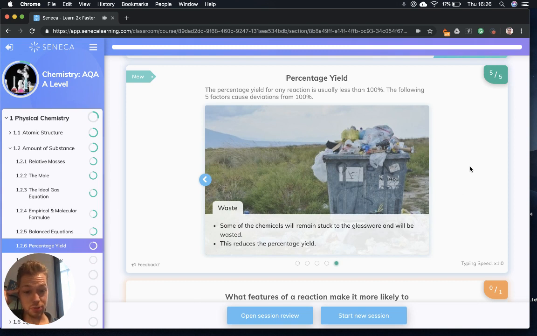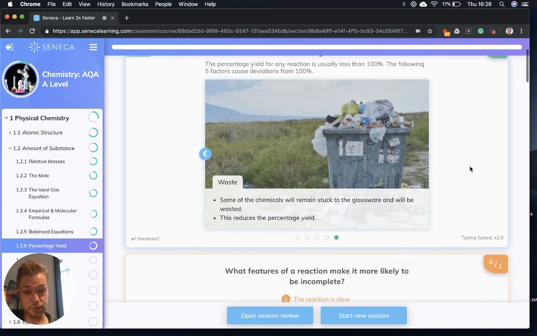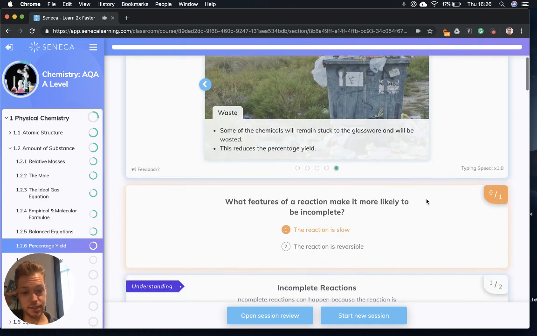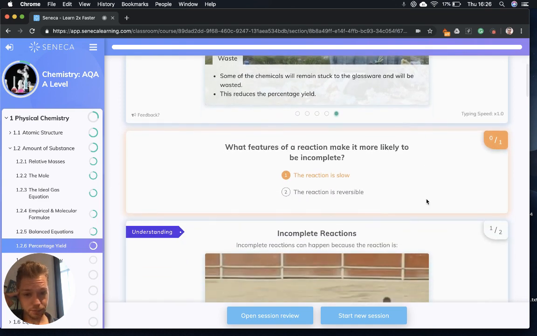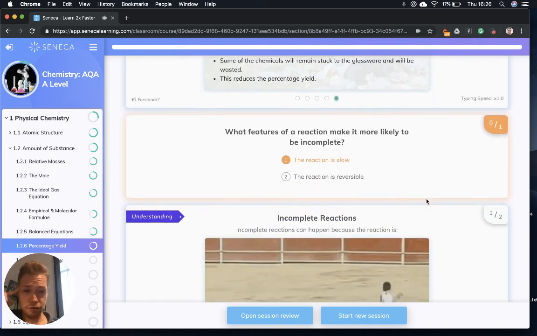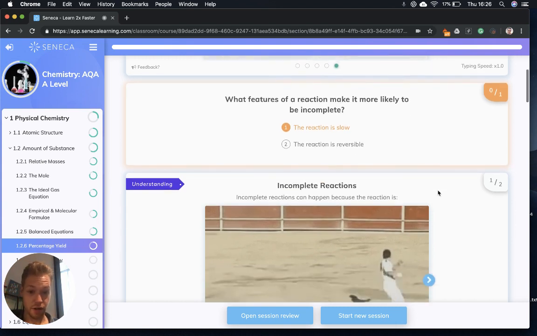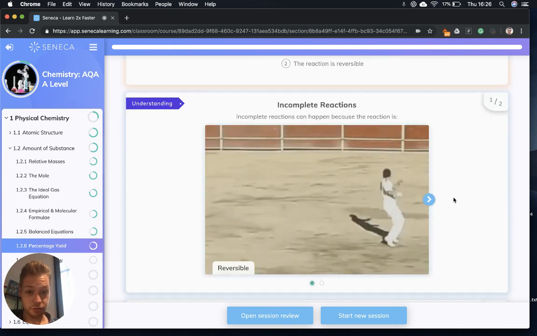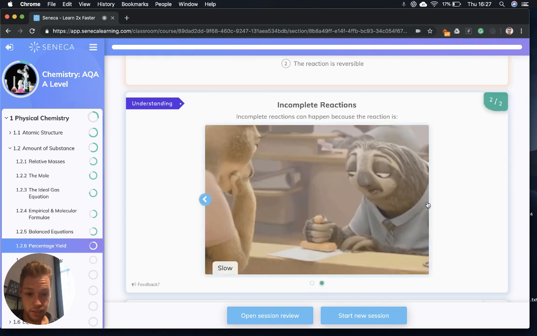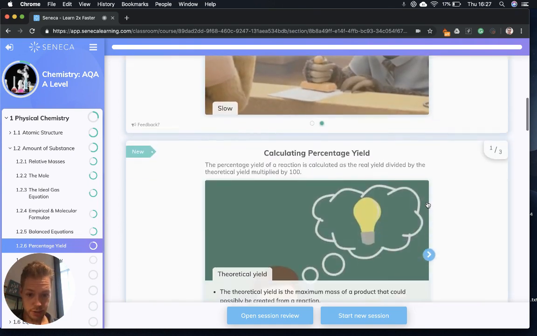And next, finally, we have waste. Some of the chemicals will remain stuck to the glassware and will be wasted. This reduces the percentage yield. So, what two features of a reaction make it more likely to be incomplete? If the reaction is slow and if the reaction is reversible. Incomplete reactions, reversible, slow. Two things to remember.